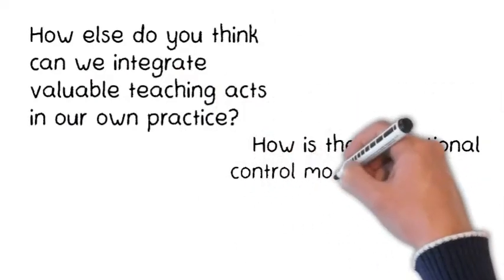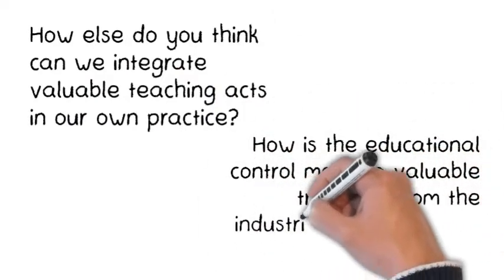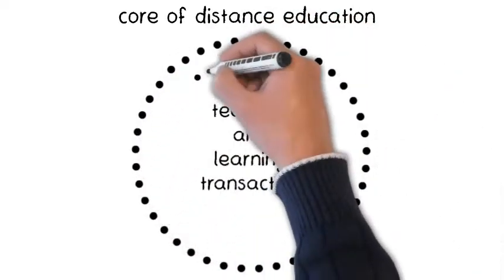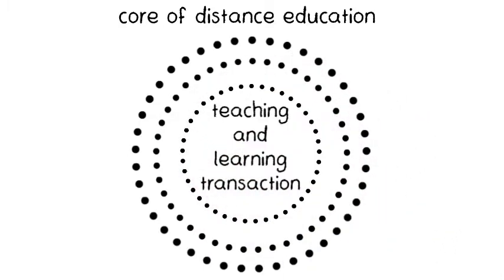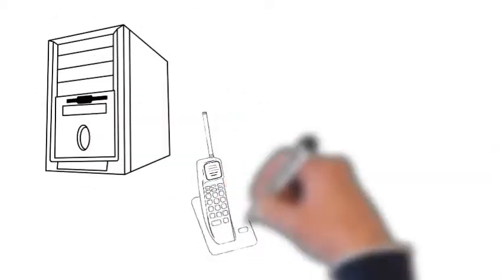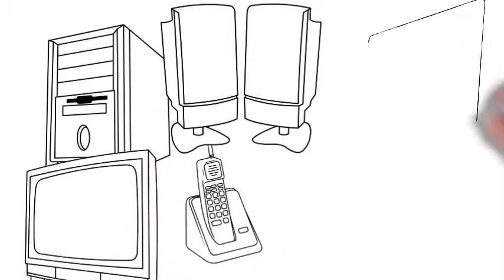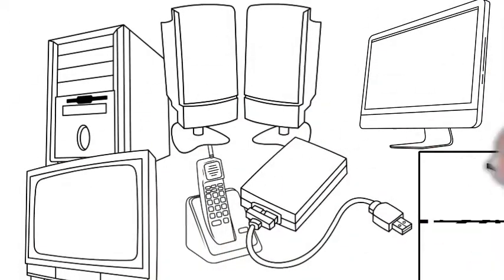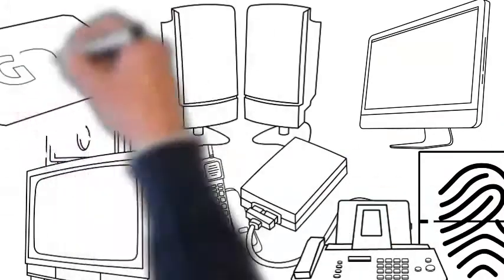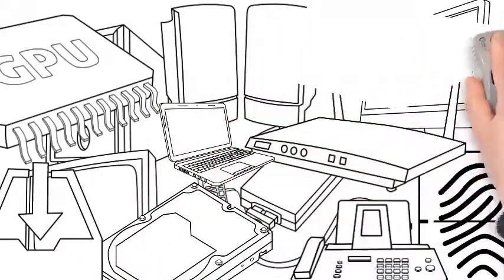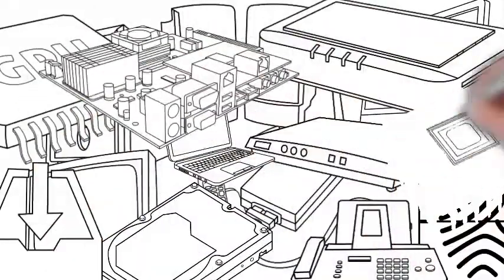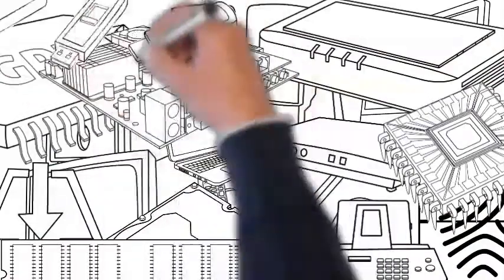How is the educational control model a valuable transition from the industrial era in distance education? The teaching and learning transaction is placed at the core of distance education as per Garrison, 1989-2000, regardless of the teacher-student separation. Advances in communication technology have rendered the structural constraint of distance a relatively minor design challenge. Garrison does not see distance as a defining characteristic of distance education. Garrison highlights the shift from the industrial model by placing the teaching learning at the core of distance education practice.